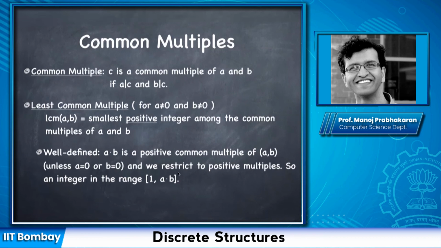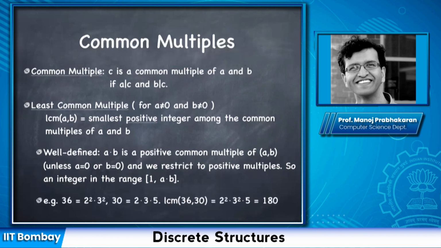It's a non-empty set, right? It's a set of positive numbers, and it's non-empty. So you can use the well-ordering principle to say there is a least element there. In fact, since we have an upper bound, one element here, A times B, you can be more precise. You can say this LCM is somewhere in the range 1 to AB.